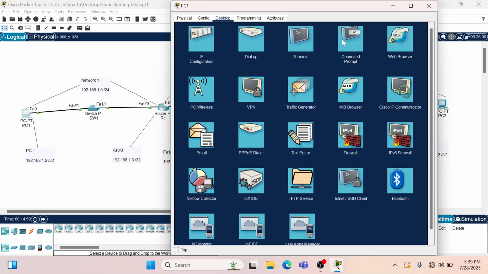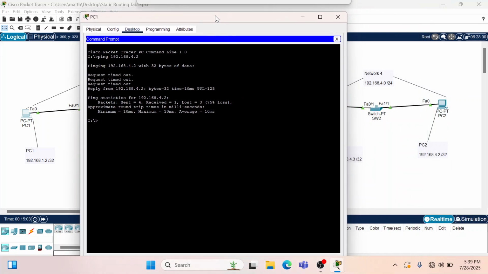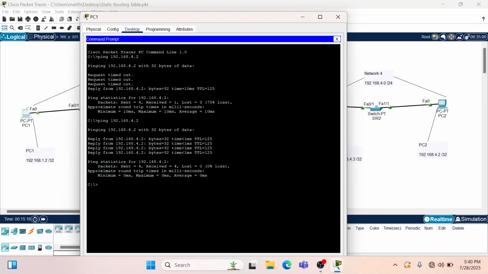So we should, at this point, be able to ping from PC1 to PC2 now. So let's try it. Sweet. And now we have a fully functioning network that was configured with static routing.